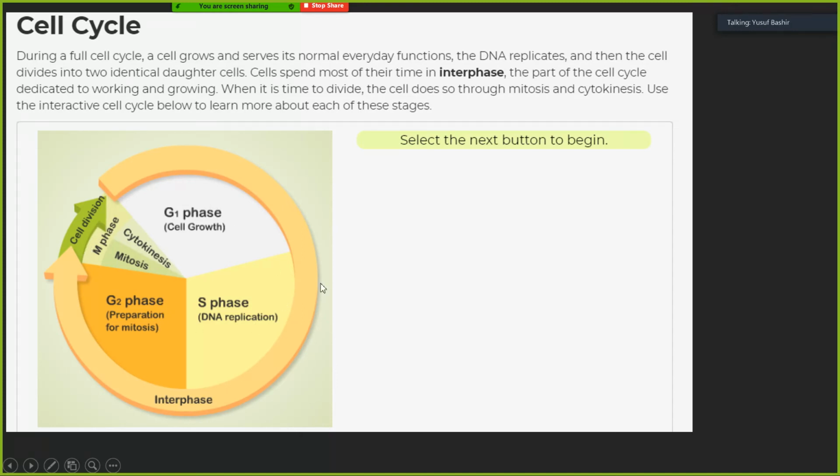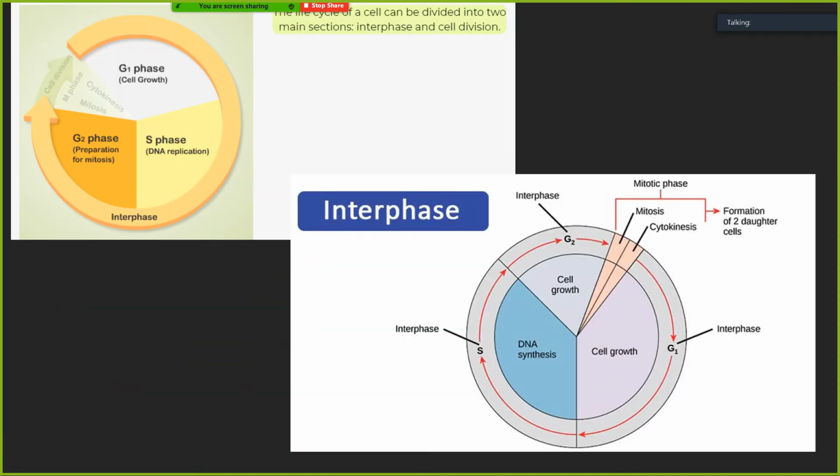So this is cell division, not cell reproduction, because it's dividing, or you could also call it cell division. You could call it the same thing. This is just another picture showing interphase. Interphase starts at G1 through S and G2, and then the mitotic phase is separate. That's where the cell actually divides physically into two portions.